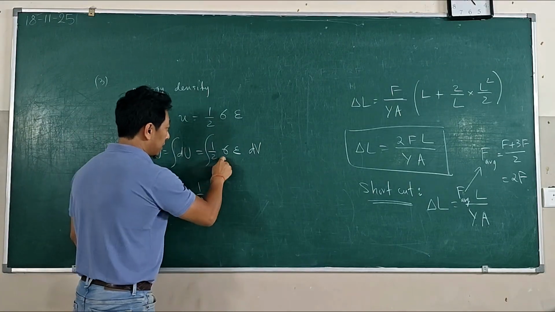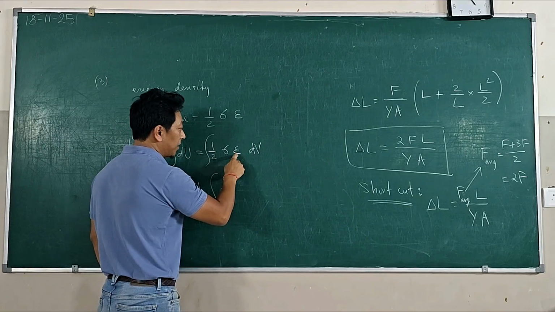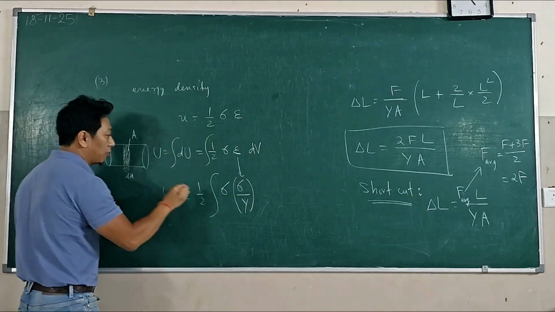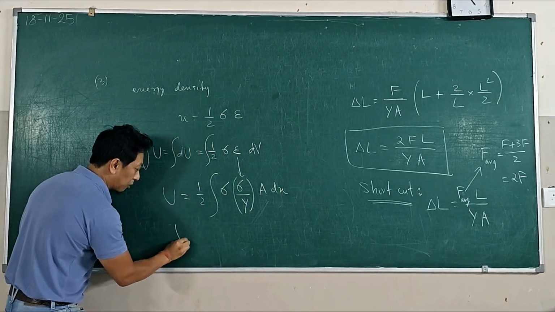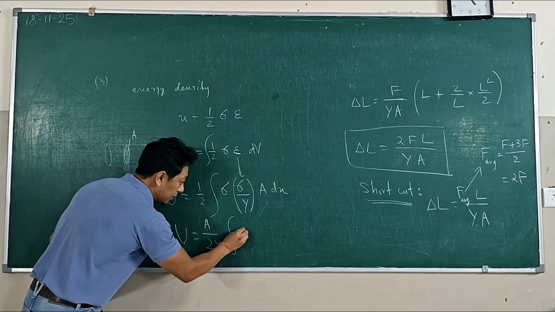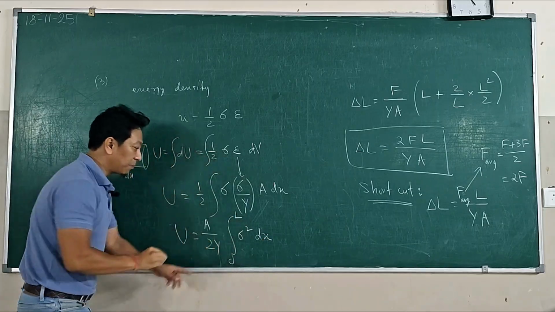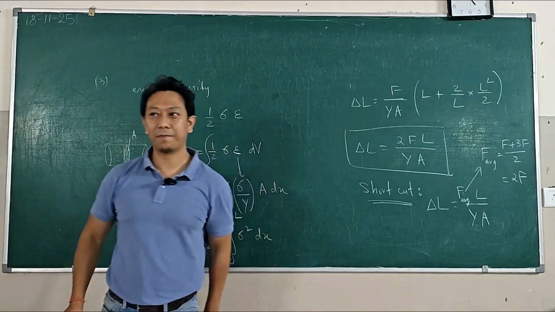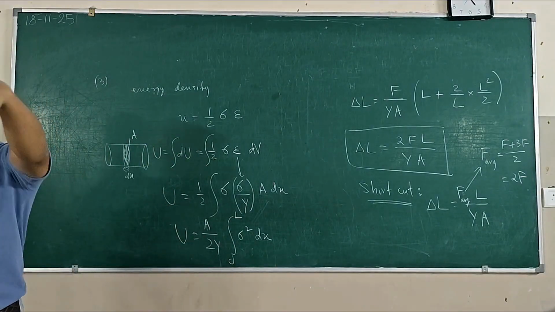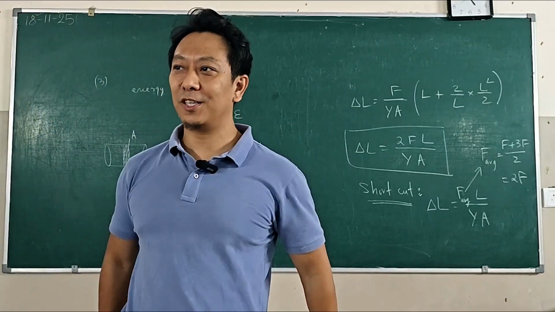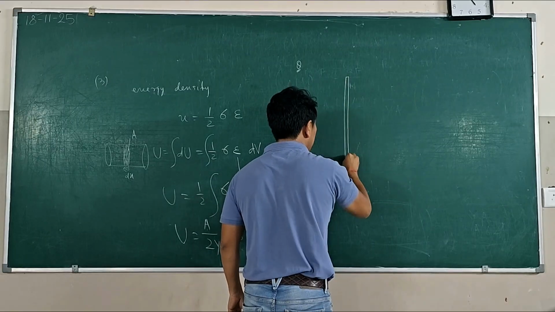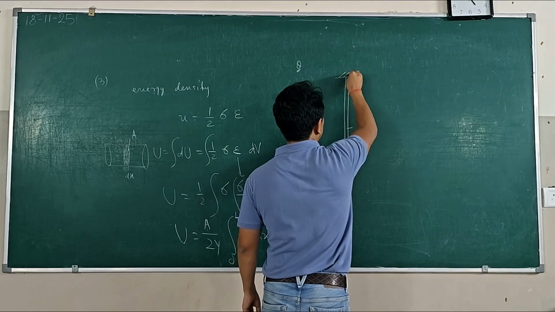Half will come outside. Sigma, what is strain? Stress by Young's modulus. And dV of this small section, how will you write? A into dx. Constants you take outside. Half A Y integral sigma square dx from 0 to L. Sigma we already found. Substitute, integrate. That you can practice. You will get 3 terms because it's a whole square, so a square plus b square plus 2ab formula. But still, easy integration you will get. Practice once.